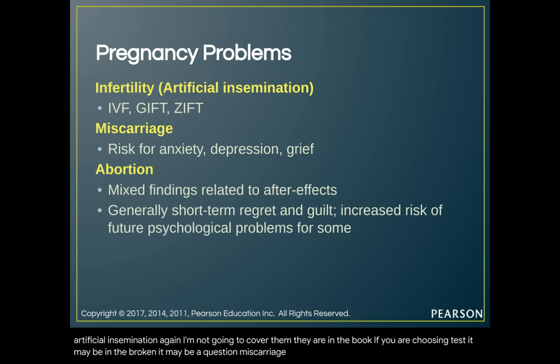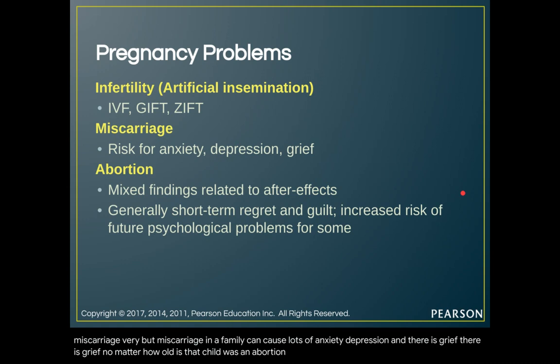Miscarriage is also a risk factor for pregnancy. The reasons for miscarriage vary, but miscarriage in a family can cause lots of anxiety, depression, and there is grief. There is grief no matter how old that child was.